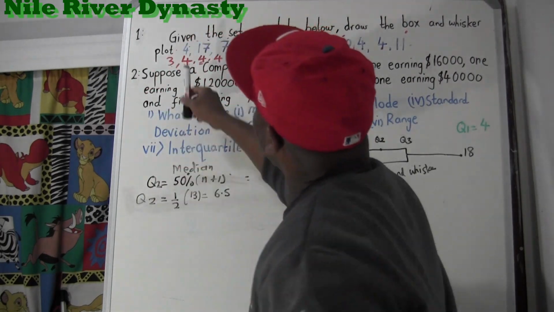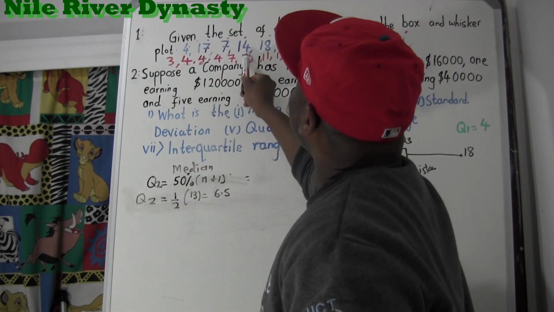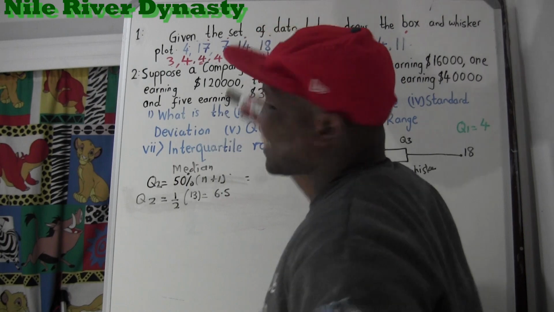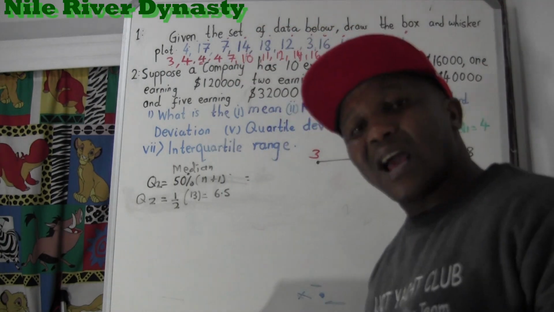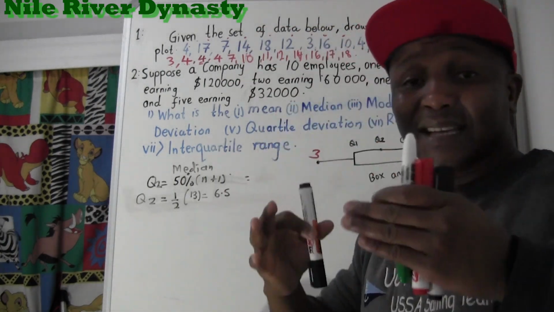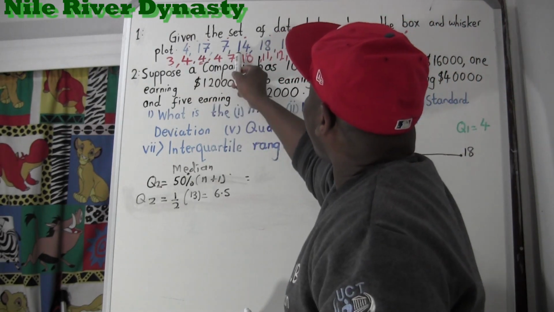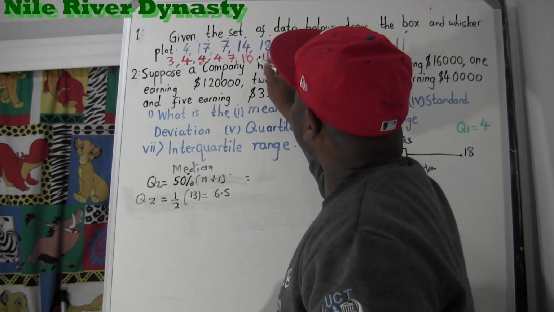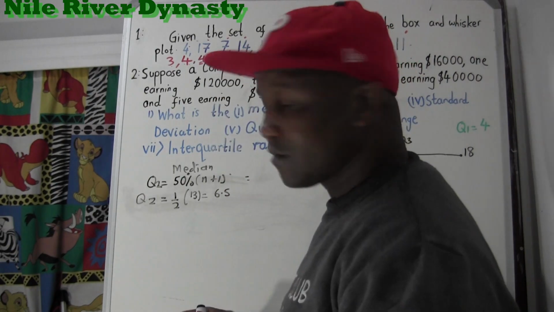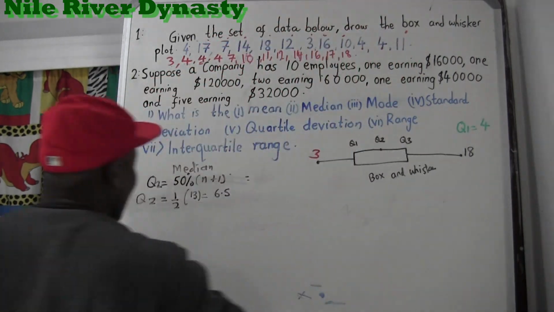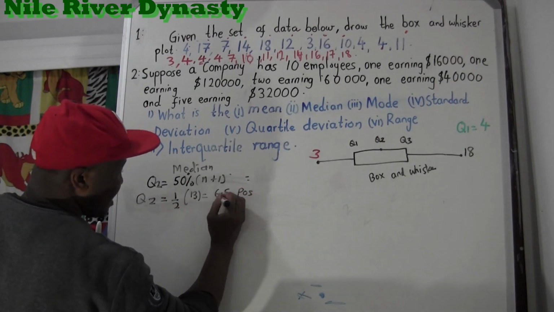Now we go 1, 2, 3, 4, 5, 6, 7. So 6.5 is the center. Are we going to take 7 or 6? Since it is at the middle of 6 and 7, 6.5 is here at the center. So take these two divided by 2. Now the position of the quartile is 6.5.